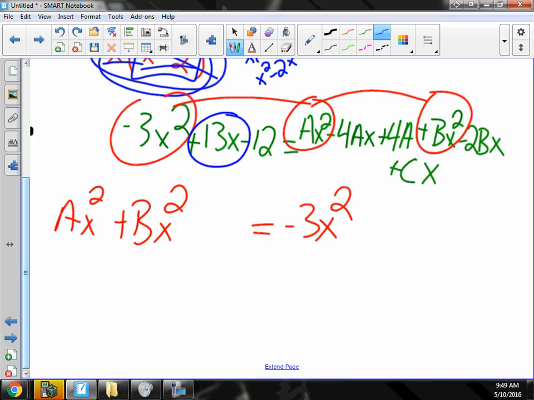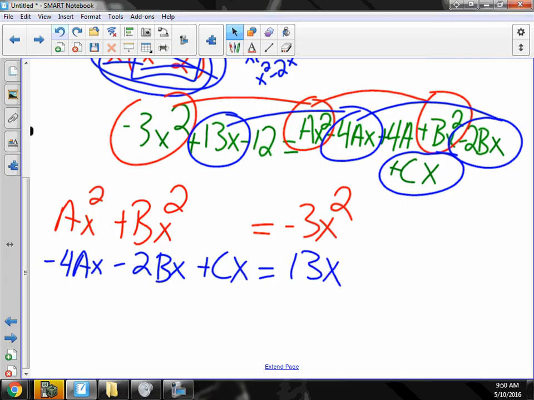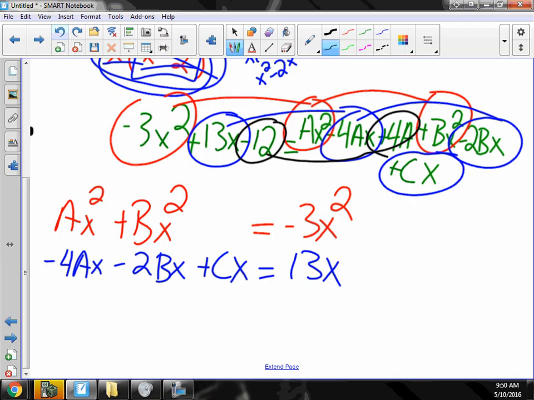And then I link all of the x's together, and there happens to be an x for each of the variables. So, negative 4Ax minus 2Bx plus Cx equals 13x. And then for my constants, I have an A constant, but I don't have a B or a C constant. So it's going to be 4A equals negative 12.